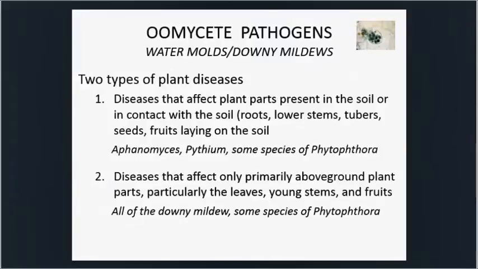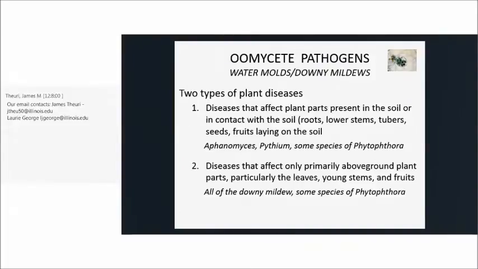So when we talk about the water molds, we're talking about the diseases that can occur because there's an excessive amount of water or the water that's being used has been contaminated. So the two types of diseases are going to be the ones that affect the plant parts that are present in the soil or in contact with the soil. So you've got to stop and think about the seeds, any type of fruit that's sitting on the soil itself that may have that contamination occurring, and the root systems of the plant.